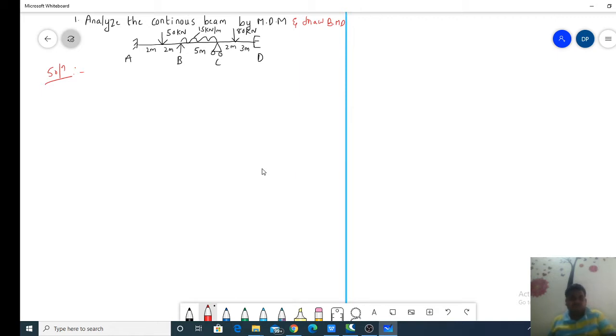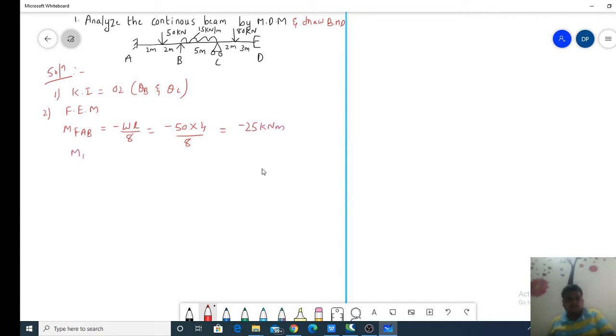So the first step, always, is the kinematic indeterminacy, that is the rotations. Here it is 2, that is nothing but theta B and theta C. The second step is to find the fixed end moments. As usual, we find the fixed end moment MFAB, which is equal to minus WL upon 8. W is 50, L is 4, upon 8, so this comes out to be 25, that is minus 25 kilonewton meter.